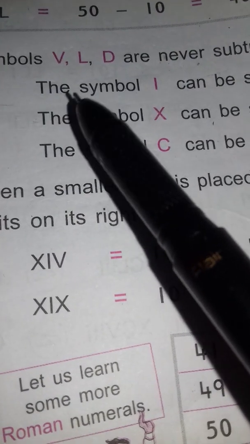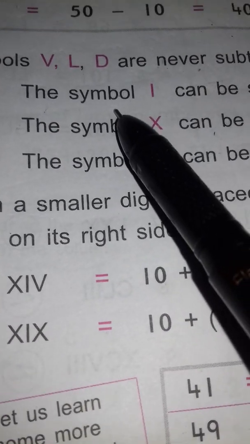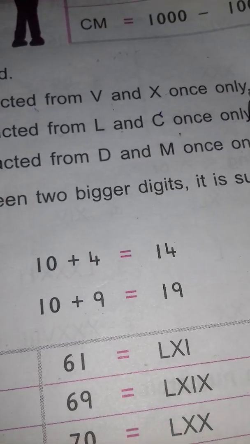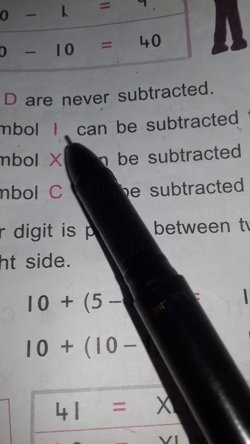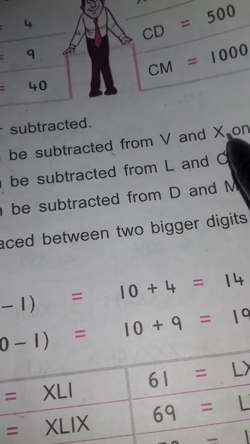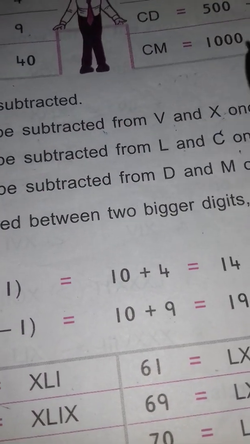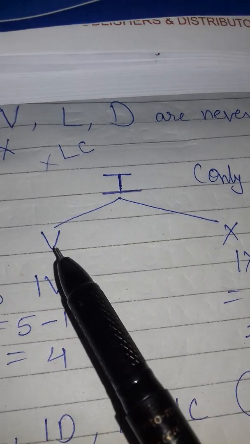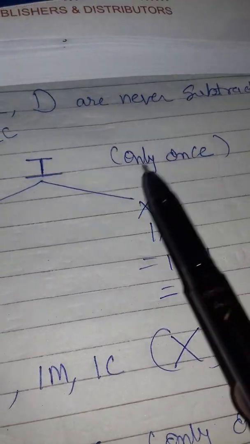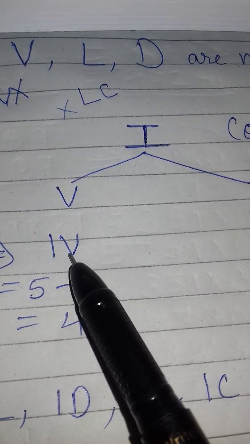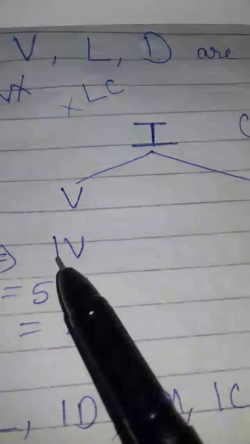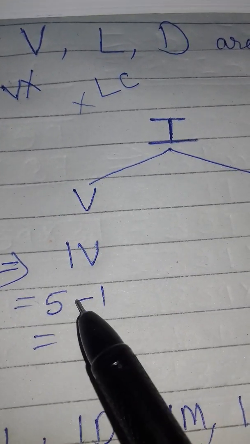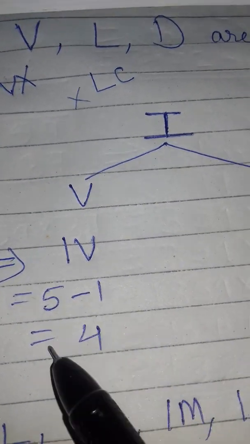Now see some more rules based on it. The symbol I can be subtracted from V and X once only. The symbol I, we are subtracting from the symbols V and X, only once. For example, if IV is given, the larger number is to the right of the smaller number, so from the larger number we are subtracting the smaller number. So 5 minus 1 is equal to 4.